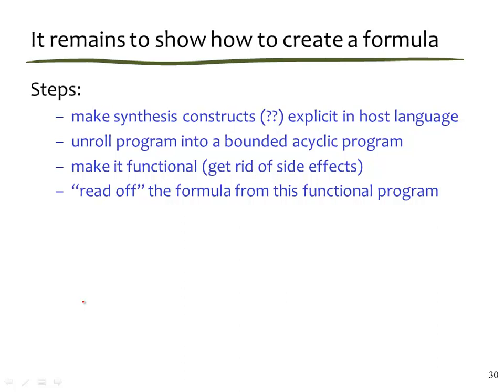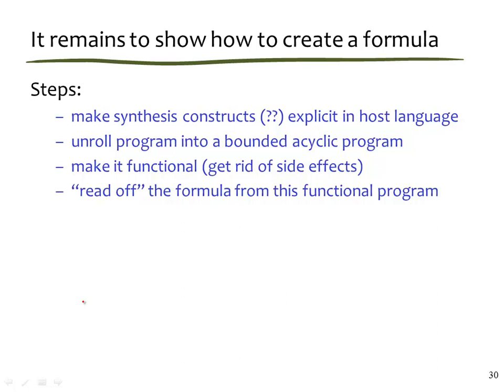Essentially we're going to do it in 4 steps. The first thing that we're going to do is get rid of all the funny synthesis constructs. We're going to convert this program into some valid program in the host language. Then we're going to unroll the program into a bounded acyclic program. So we're going to get rid of all the loops. As Ras said, we're only correct up to a certain bound on the size of the program. So this unrolling is the first step that we're going to take towards bounding our search space.